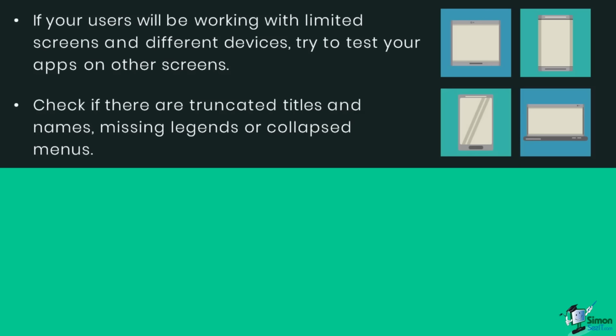If your users will be working with limited screens and different devices, try to test your apps on other screens. You can also use the responsive design mode in Firefox to check how your apps look on a different screen resolution. Check if there are truncated titles and names, missing legends, or collapsed menus. A mini chart with a scroll bar will also be generated under a visualization if it exceeds the width of the screen.